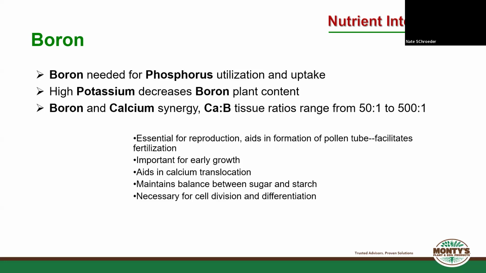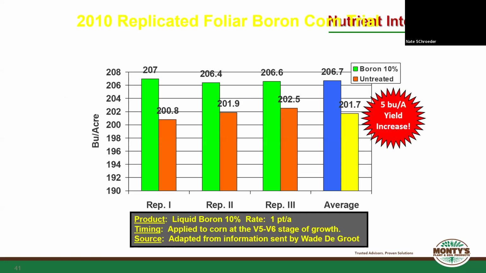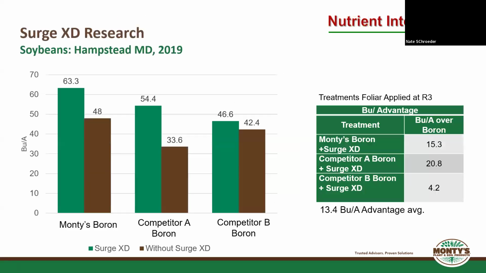And then 2 slides on yield. This first one was back in 2010, and you can see that just putting any boron on at a pint, which is not a lot, was a 5 bushel increase. That's old data. 10 years later, adding boron to a crop will still increase yield.